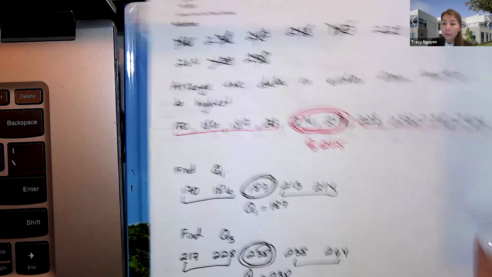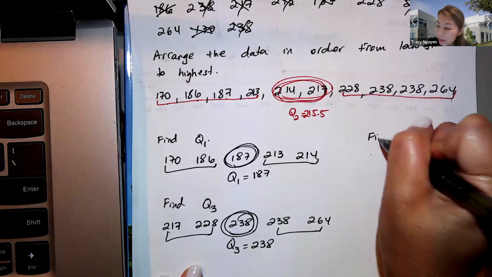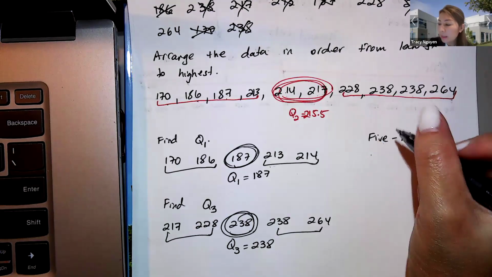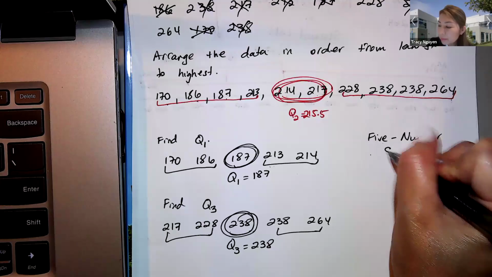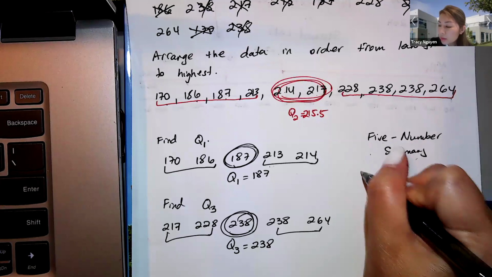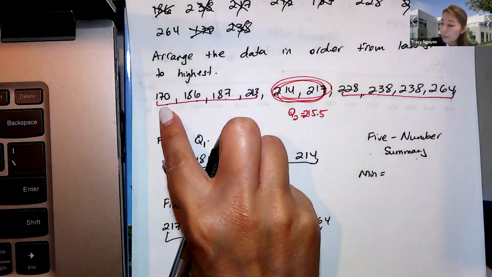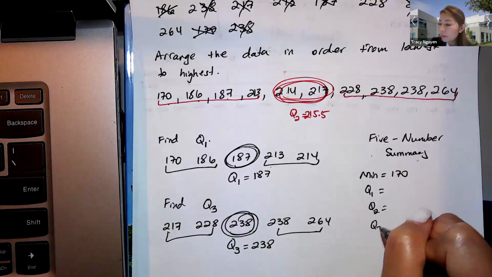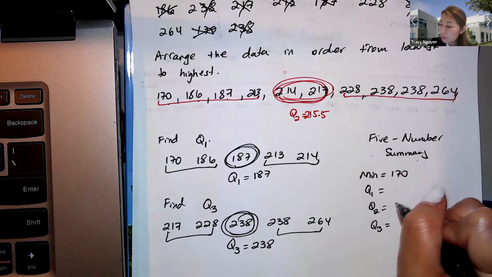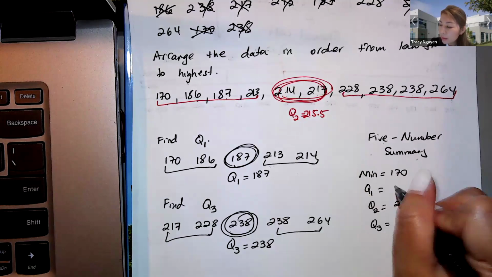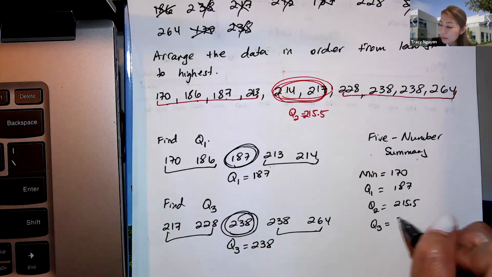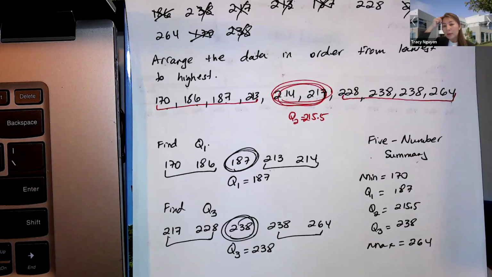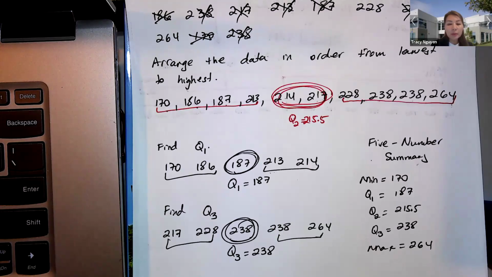All right, now let's write down our 5 number summary. Then we can get a box plot right away. From our range data, we see that the minimum value is 170. Of the 3 quartiles, we can keep Q2 first, so 215.5. Q1 is 187, Q3 is 238, and the maximum from the data set is 264. Okay, so keep in mind, these are our 5 number summary values.